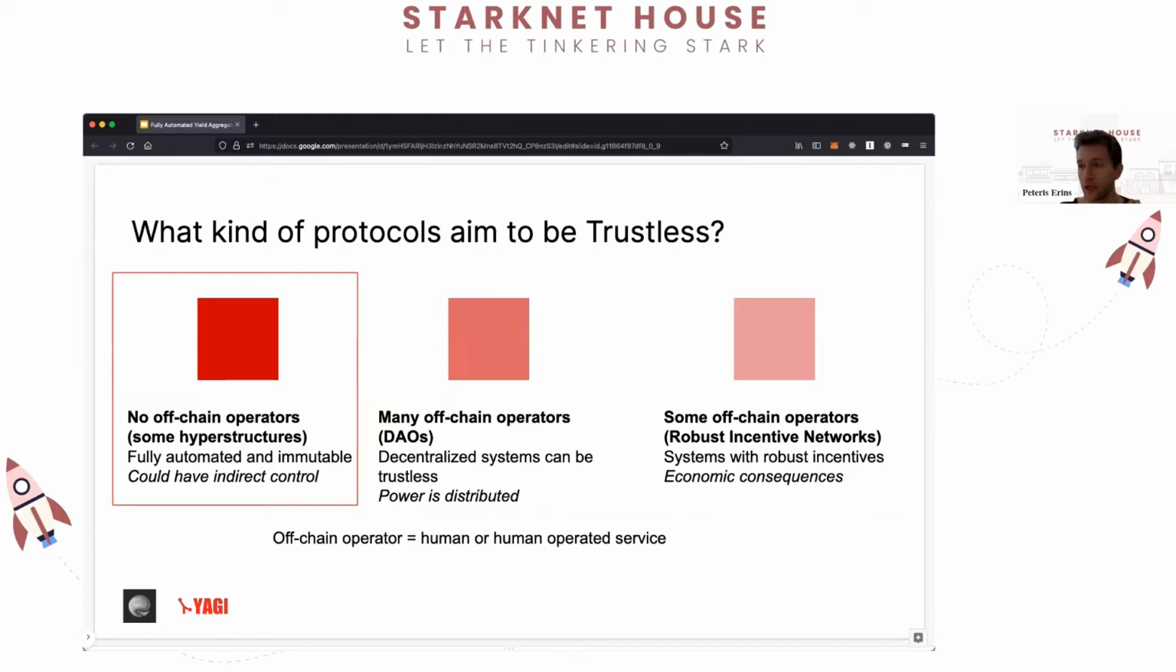These are really hard to design, and I think we have seen very few really successful and truly trustless implementations of robust incentive networks, but I think they're a very viable path forward.